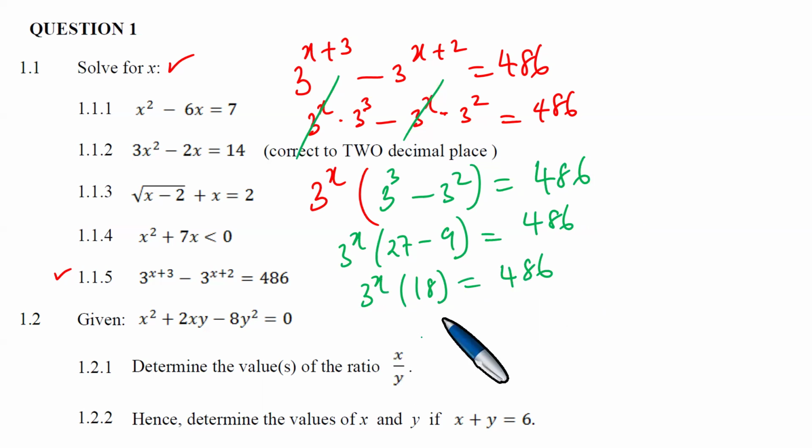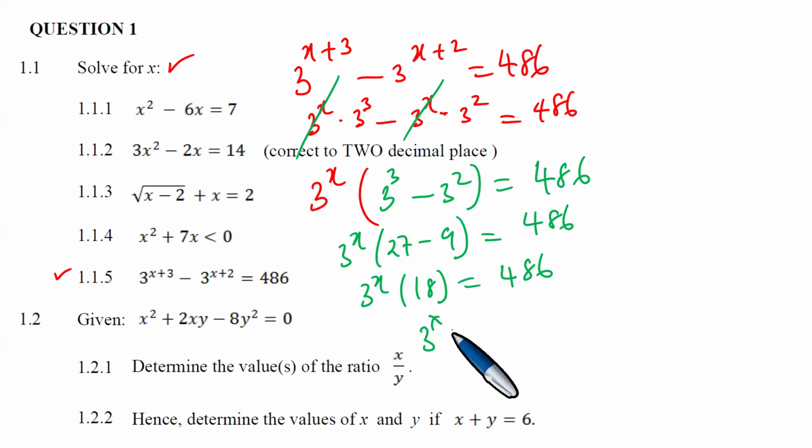What do we do here now? What is the next step? If you have 3 to the power x times 18 equals 486, what is the next step? Divide by 18. Divide by 18, both left and right.